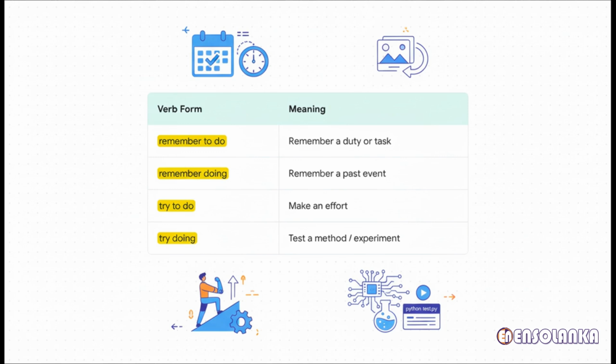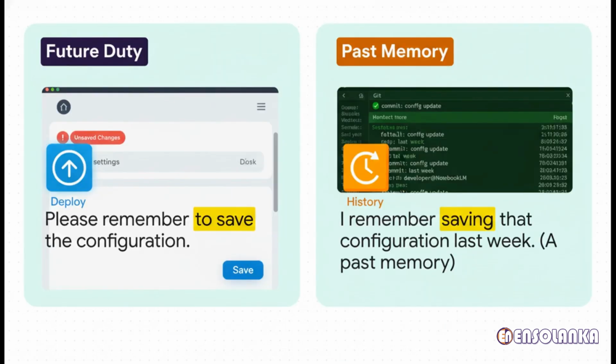It's the same with try. Try to do means you're putting in a serious effort, while try doing is more like you're running an experiment, just testing something out to see what happens. Here is a perfect tech example. Remember to save is an instruction. It's a future action you must not forget. But I remember saving is a statement about something you did in the past, a memory. One is a command, the other is a recollection. You can see how using the wrong one could cause a major problem.